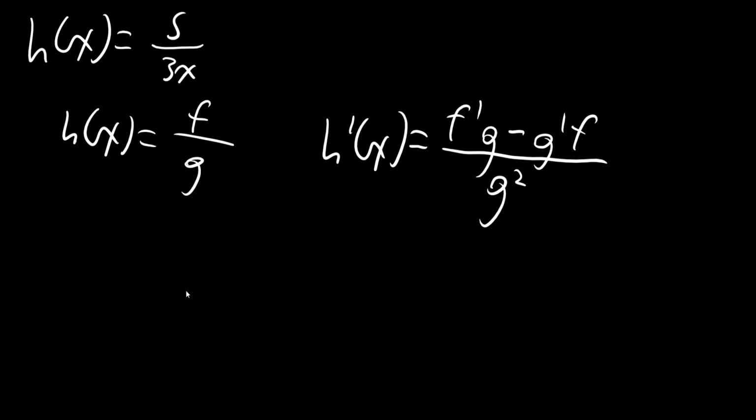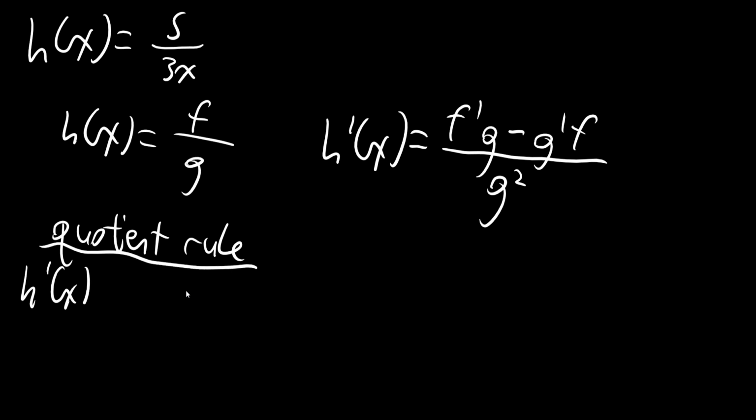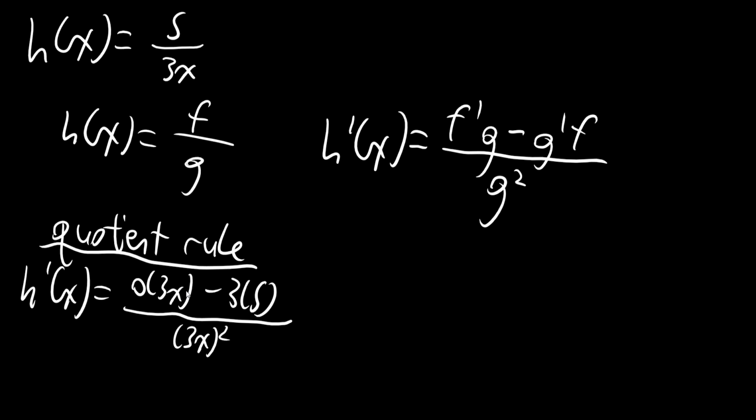Okay, so let's go ahead and use the quotient rule for this example. Quotient rule. So when deriving this, we'll get h prime at x. We'll have the derivative of the numerator is going to be 0 times 3x minus the derivative of the denominator is just going to be 3. And then we multiply by 5. And then the denominator is going to be 3x squared, just like that. Note, it's all 3x and then squared.